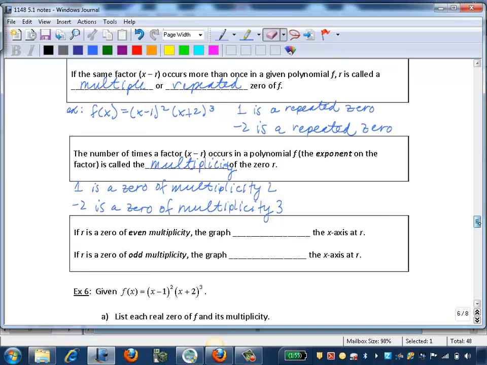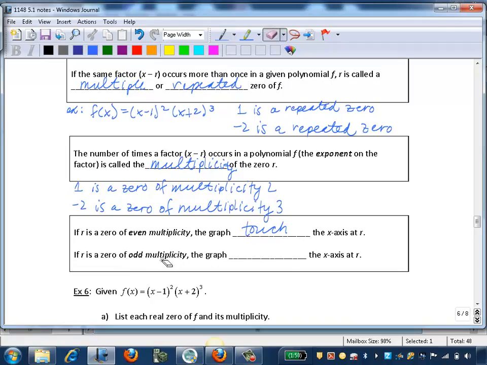Multiplicity has implications for the graphs of polynomial functions. If r is a 0 of even multiplicity, such as here, x minus 1 squared, the 2 is an even number, that means that the graph is going to touch the x-axis, but not actually cross through at that 0.